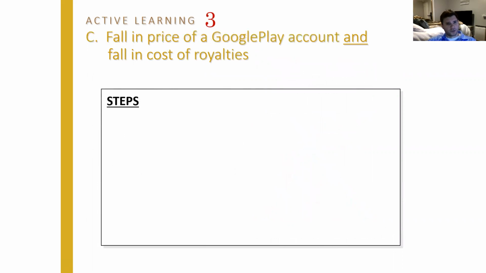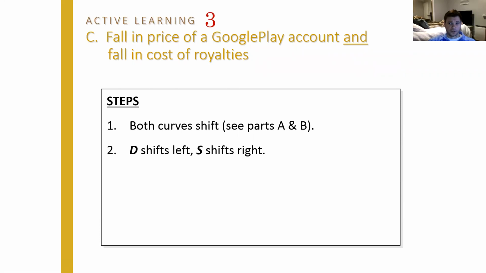Okay, third situation we're going to look at is what happens if there's a fall in the price of both the Google Play account and a fall in the cost of royalties being paid to musicians. So step one, this causes both curves to shift, as we have already highlighted in parts A and B. Okay, the demand curve is shifting left, the supply curve is shifting right. When this happens, you should see that the price unambiguously is going to fall. Okay, P is absolutely going to go down. Less people want it, and more sellers are trying to sell it. This drives the price down.